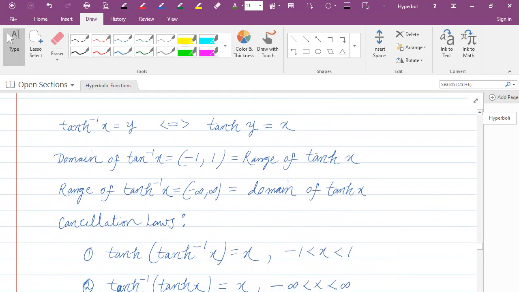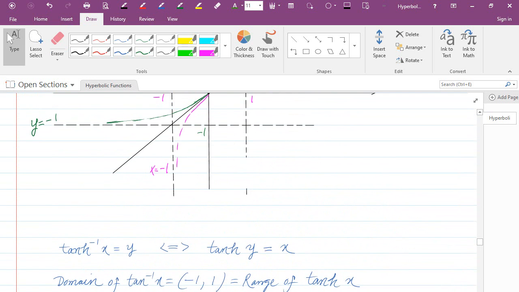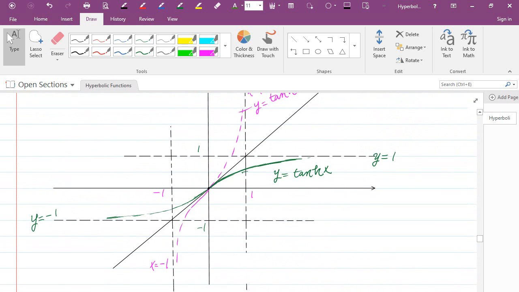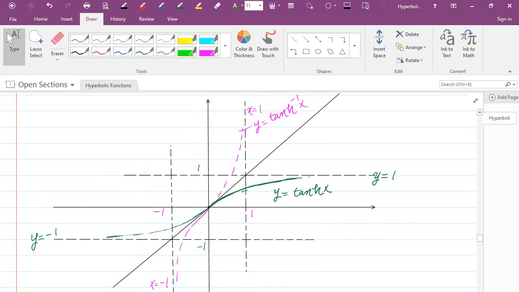Okay, so hyperbolic tangent inverse of x is y if and only if hyperbolic tangent of y is x, because it's the inverse. If you look at the range of the hyperbolic tangent, the range is from -1 to 1 for hyperbolic tangent of x, and the domain is the set of all real numbers. So the domain of the hyperbolic tangent inverse of x is from -1 to 1, and the range of the hyperbolic tangent inverse is the set of all real numbers.